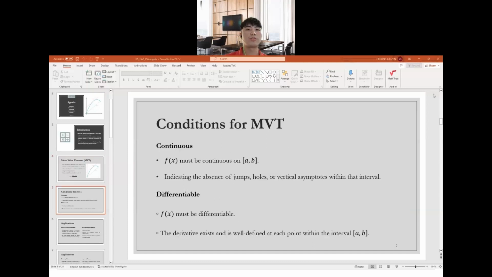There are two conditions for the mean value theorem. The first condition is continuity, which means the function f of x must be continuous on the interval a to b. In layman's terms, it indicates the absence of jumps, holes, or vertical asymptotes within that interval. The second condition is differentiability. F of x must be differentiable, and the derivative exists and is well defined at each point within the interval.